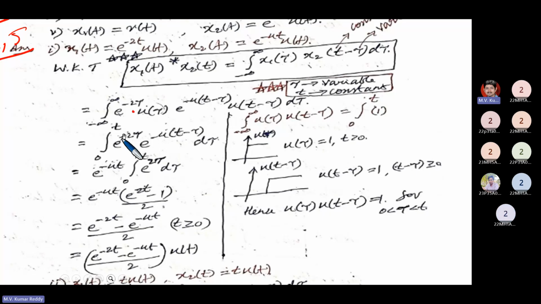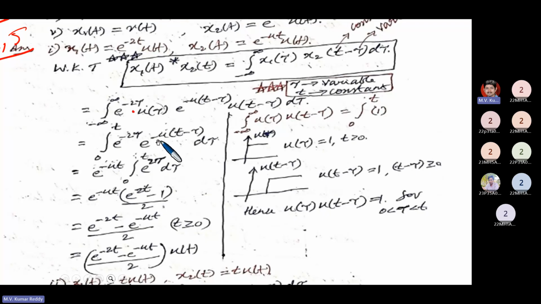Now in place of u of tau, what is the value? 1. In place of u of t minus tau, what is the value? 1. So what are the remaining terms? E power minus 2 tau and e power minus 4 into t minus tau. Now multiplication of these two: e power minus 4t and e power minus 2 tau, the sum is minus 2 tau minus 4t plus 4 tau. Minus 2 tau plus 4 tau, how much value? 2 tau.